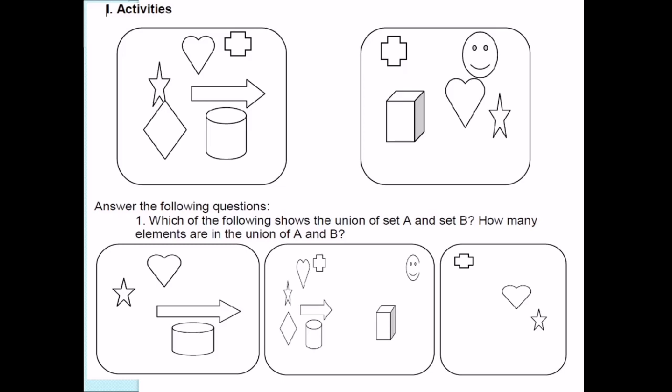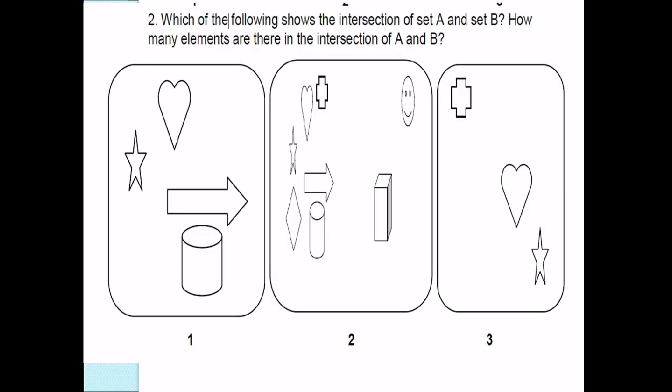For your activities, answer the following questions. So which of the following shows the union of set A and set B? How many elements are in the union of A and B? So dito sa tatlong pictures, ano kaya ang nagpapakita ng union of set A and set B? Do you have any idea? The answer is picture 2. So that shows the union of set A and set B.